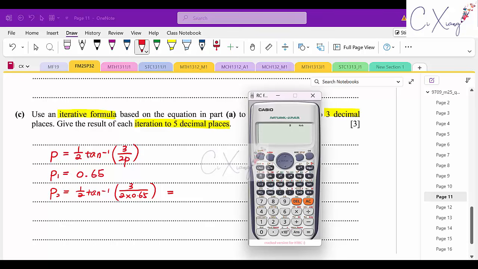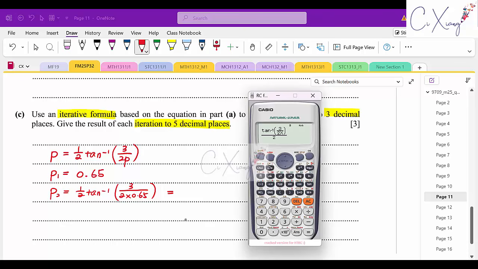After that, I key in the right hand side of the equation. The right hand side is tan inverse, then 3 over 2p, where the 2p here I put as 2x. After that it is divided by 2. So I have successfully keyed it into the calculator.